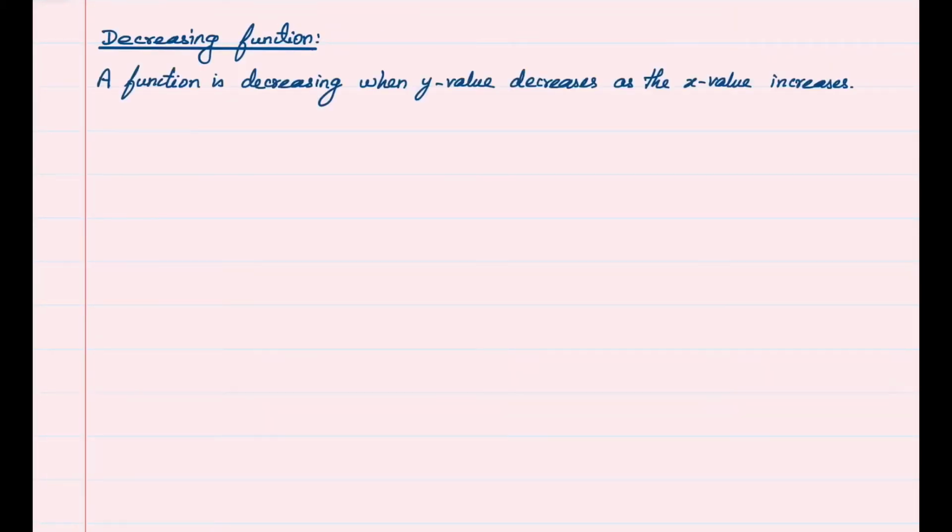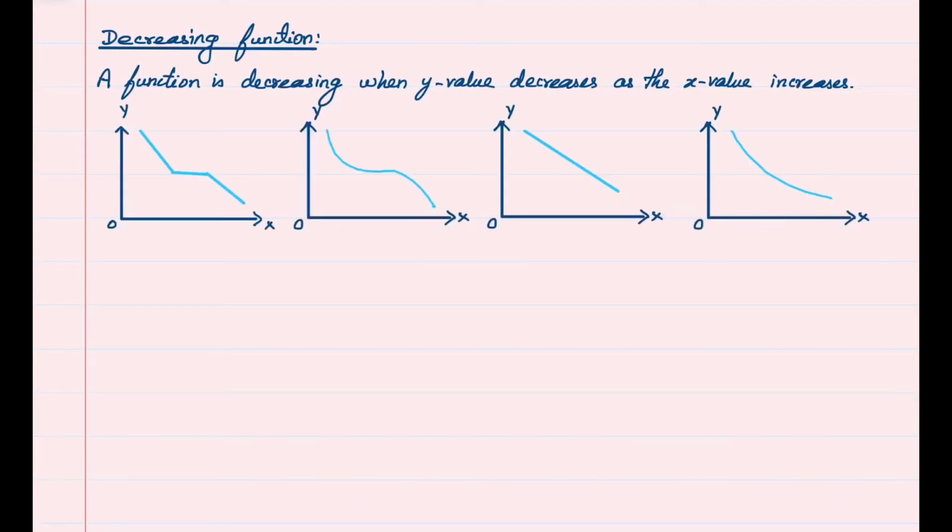Now let us see what is a decreasing function. A function is decreasing when y value decreases as the x value increases. See these four graphs. In the first two graphs, the functions are decreasing. In the third and the fourth graphs, the functions are strictly decreasing.